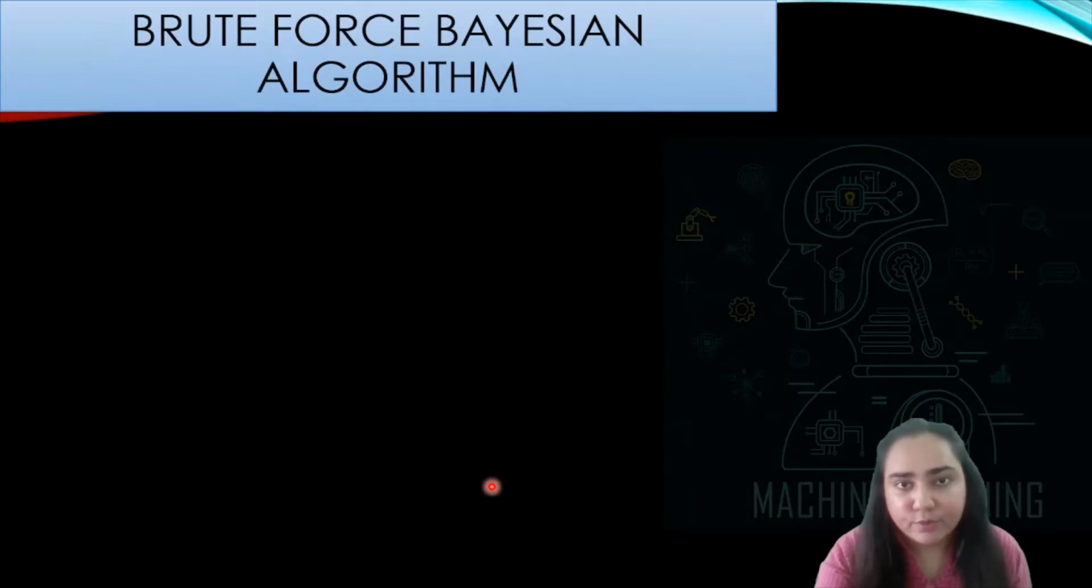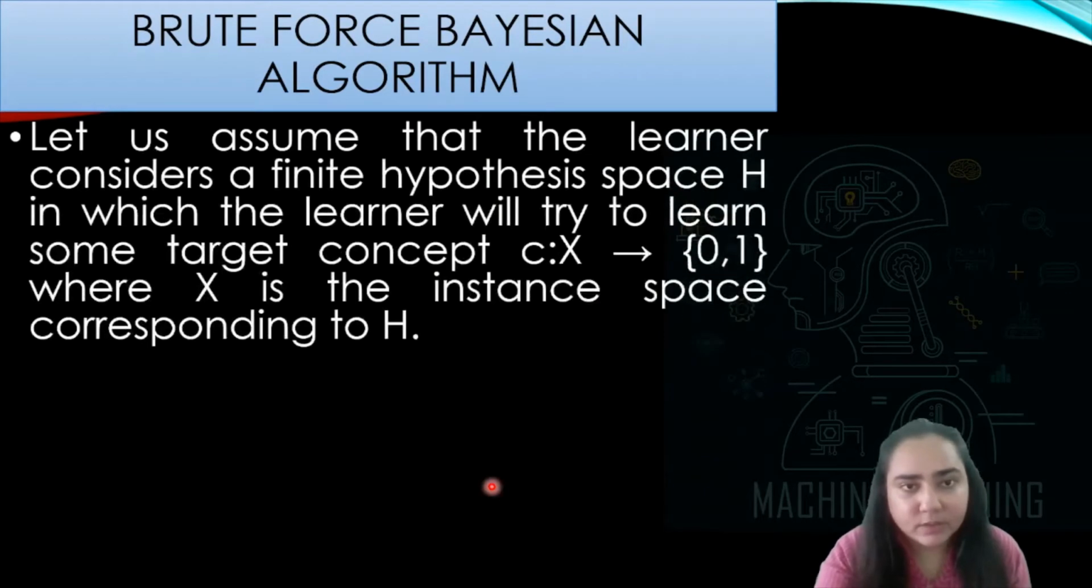Now let's see the brute force Bayesian algorithm. So to do that, let us first assume that the learner considers a finite hypothesis space H, in which the learner will try to learn some target concept C, which has X. X is the instance space corresponding to H, and this contains 0 and 1. So the two possible values of X are 0 and 1. And that's the concept that the learner is trying to learn.